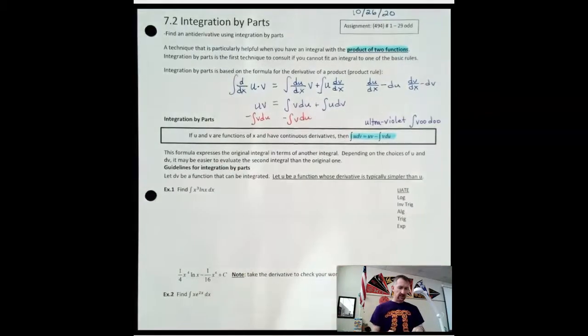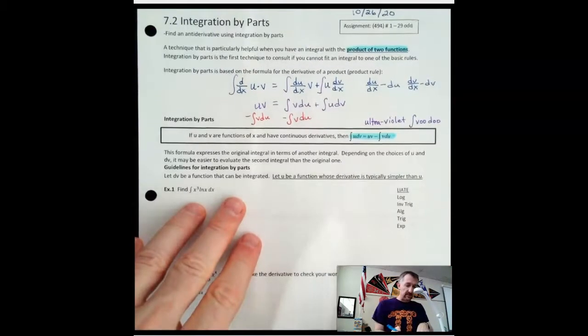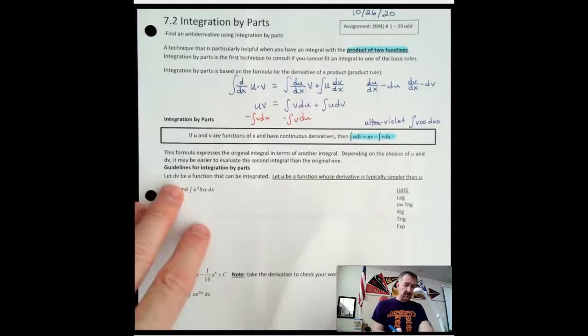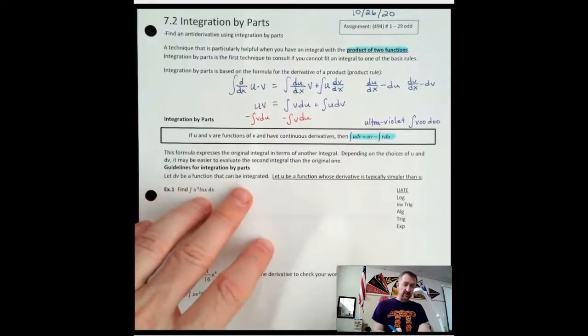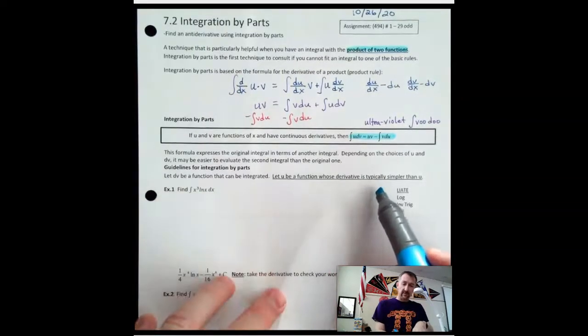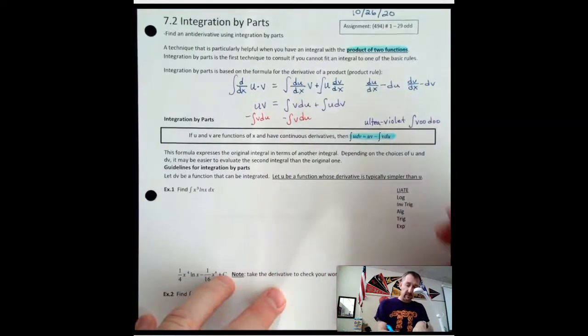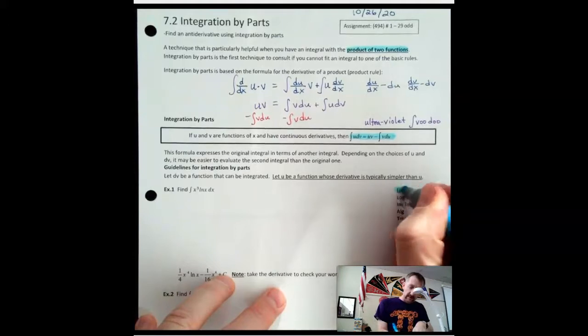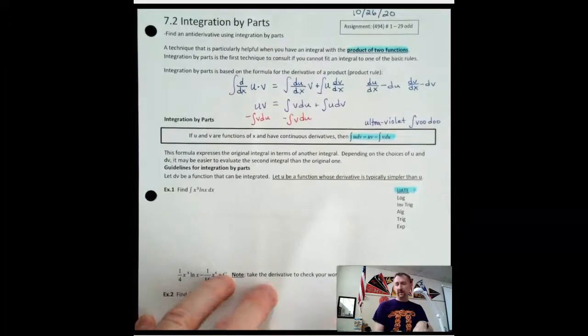So what we've done is expressed the integral in a different way. And then what we want to do is, you want dv to be a function that can be integrated, and you want u to be a function whose derivative is typically simpler than u. So one way you can do that is with this little acronym, LIATE.